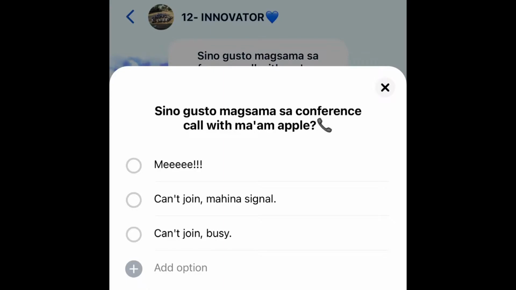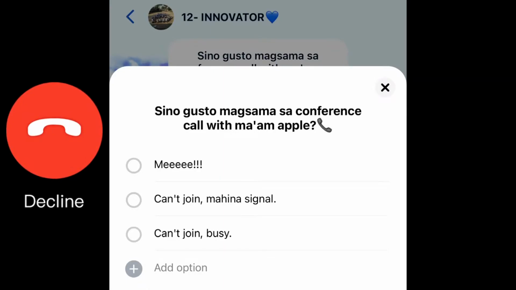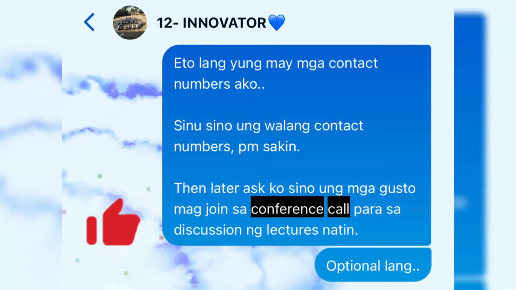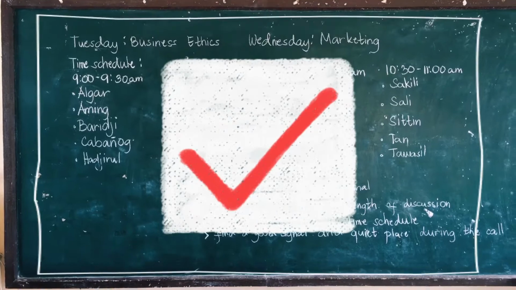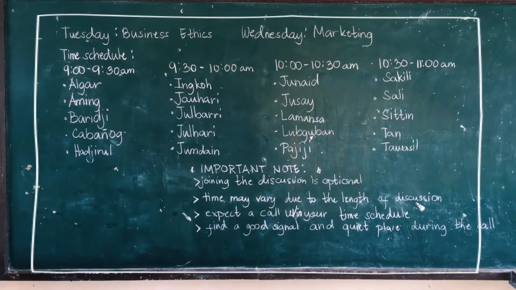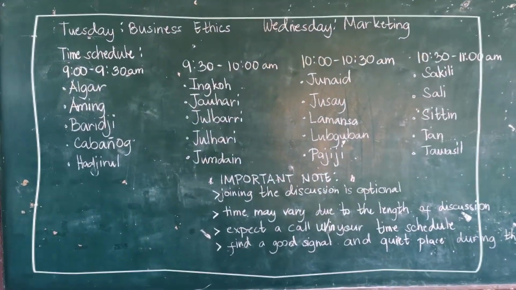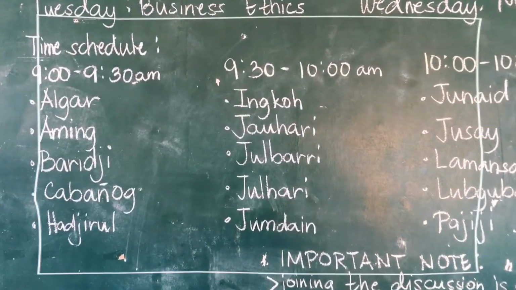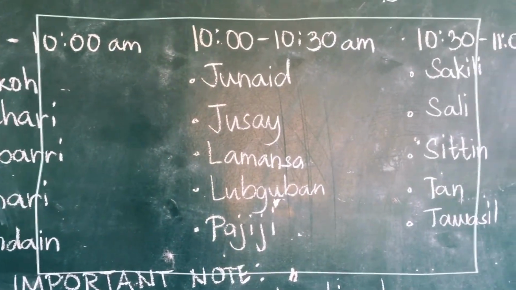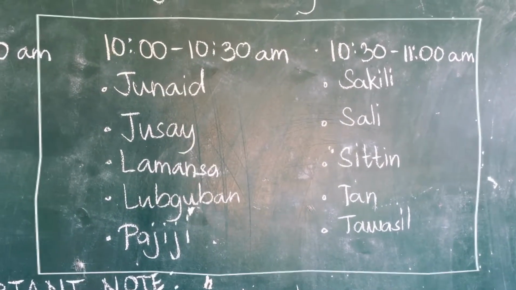So what I did was, first, I asked my students if they are okay with having conference call for the discussion of our lectures. I asked them because it is not only in my subject they will work on, but they have also to consider answering other subjects' activities. But the answers were positive. Next is, I identified the names of the students who are willing to join. Then, I divided them into 4 groups since conference calls can only cater 5 contacts with 30 minutes maximum time of discussion. Then, I made our final schedule.